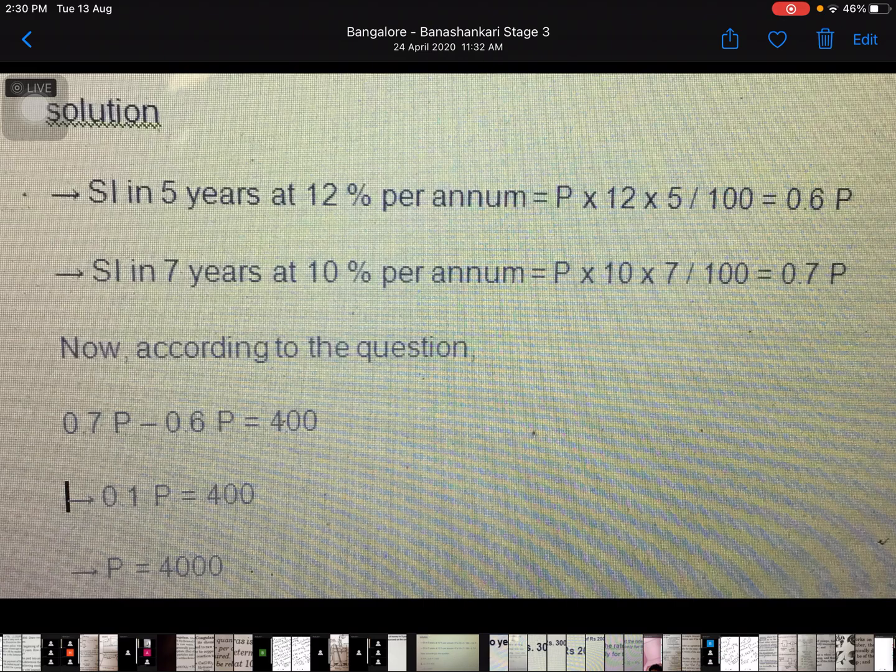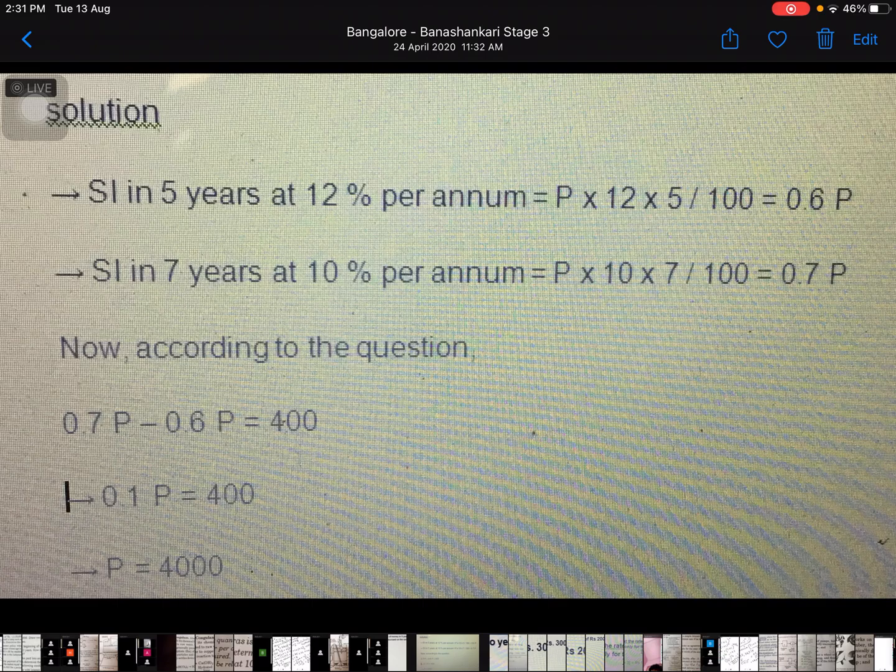So when we take that, the SI in 5 years is P into 12 into 5 divided by 100, which will give 0.6 P. But in 7 years at 10% per annum, P into 10 into 7 divided by 100, which is again giving a value of 0.7 P.